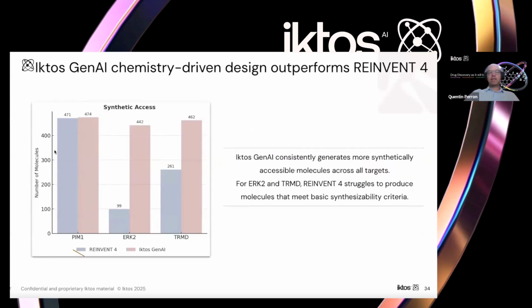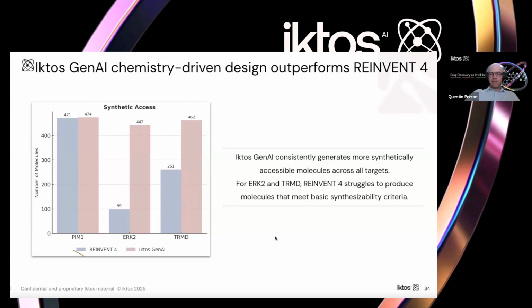Interestingly, in the PIM1 example, reInvent appeared to produce interesting results. The top 500 molecules were almost all feasible. But in case of ORC2 and TMRD, the results are much less good because only 100 molecules appear to be feasible in that generation. And here, half of the molecules appear to be feasible, contrary to Iktos GenAI, where in all cases, we obtain almost only feasible molecules.